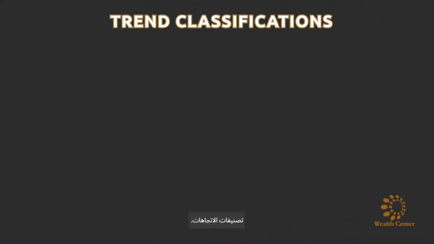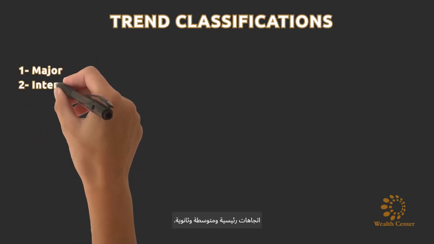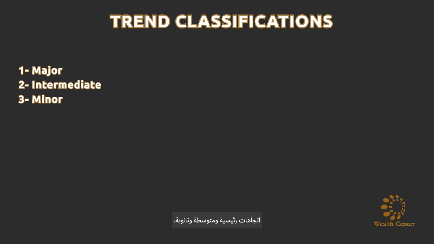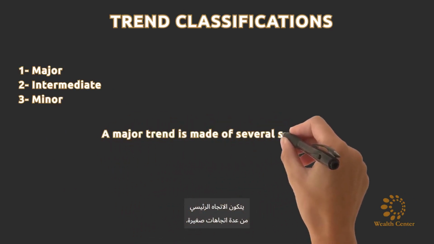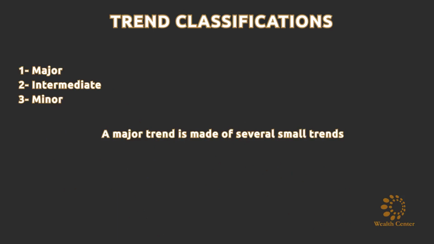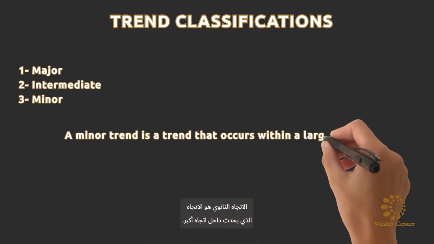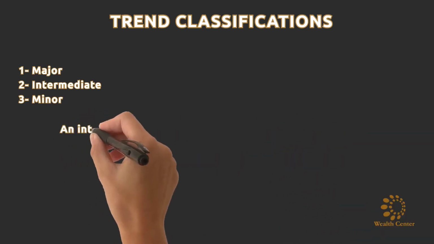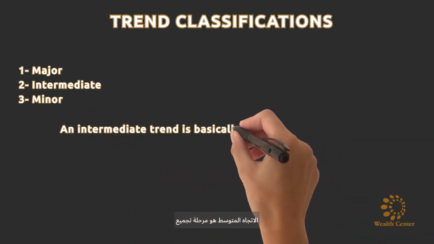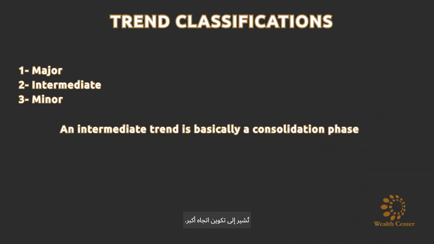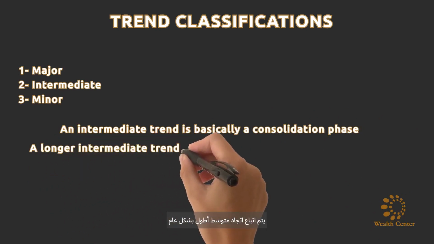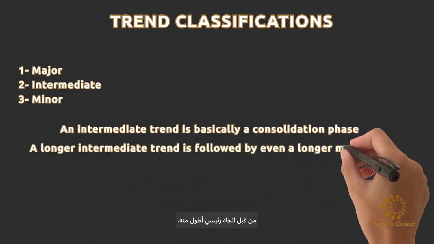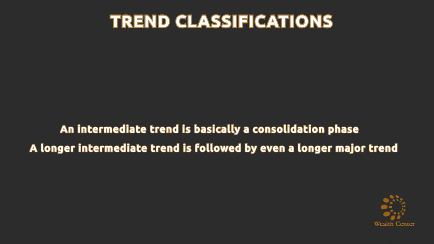Trend classifications. The trends are mainly classified as major, intermediate, and minor trends. A major trend is made of several small trends. A minor trend is a trend that occurs within a larger one. It also helps to form the shape of a larger trend. An intermediate trend is basically a consolidation phase that signals the making of a larger trend. A longer intermediate trend is generally followed by an even longer major trend.